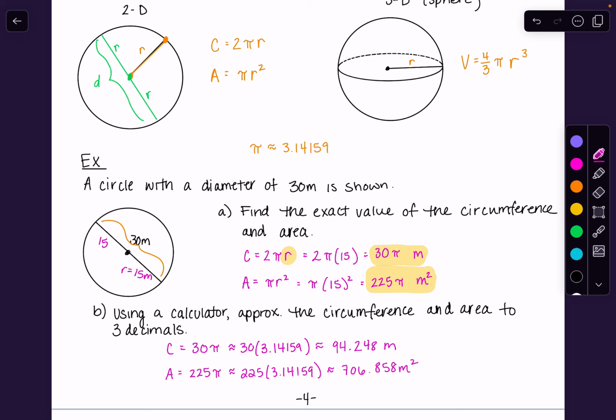So be very careful. Pretty much try to use the pi button solely. Don't do 3.14 for pi. You want more decimal places, so hit the pi button on your calculator when you're doing the approximations.